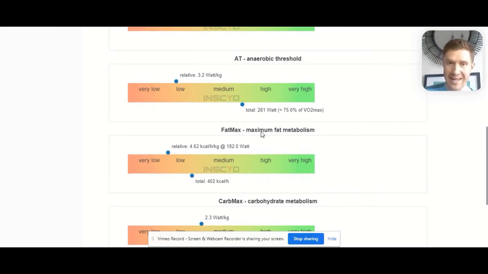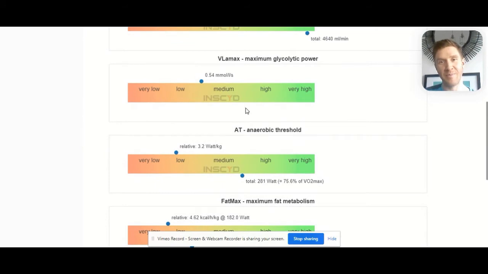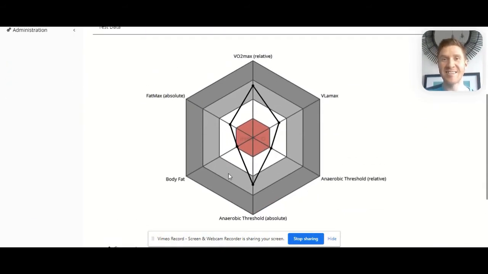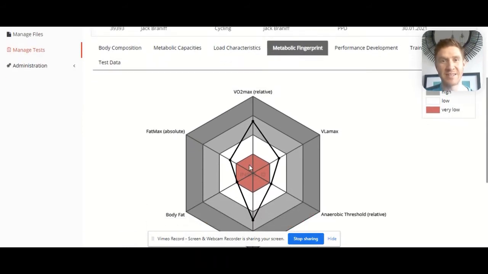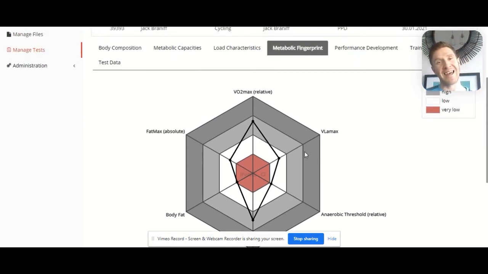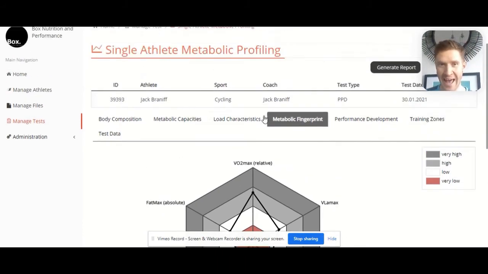So my training clearly is working, but it's still a little bit depressing when you start looking at your fingerprint and you see these really low figures. There's definitely a lot of work to be done, especially my fat max. Again, we knew this, we saw this from the metabolic testing before, that I basically don't produce much fat at all. So long distance riding, which I haven't been doing yet, potentially looking at my diet a bit more, is going to help this.